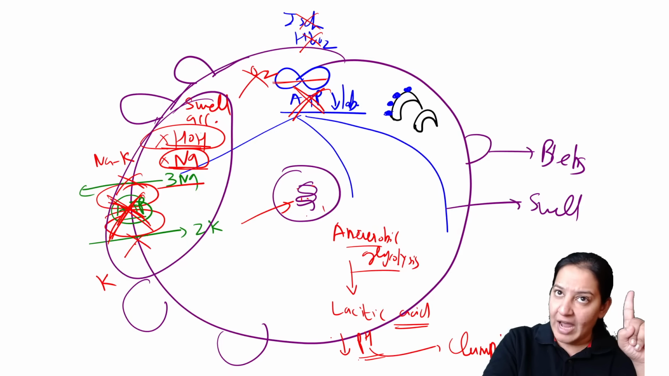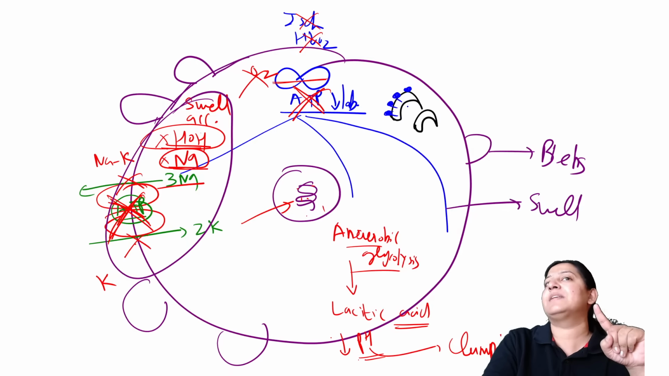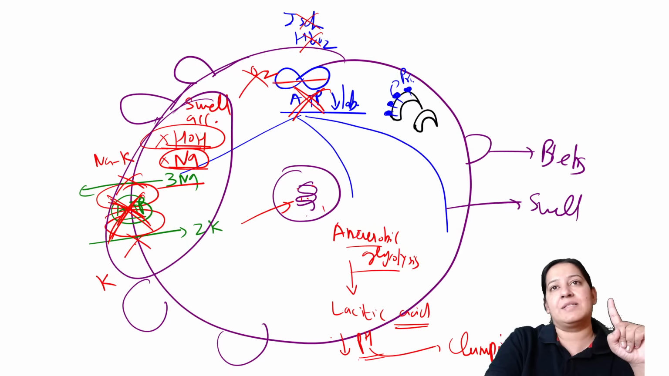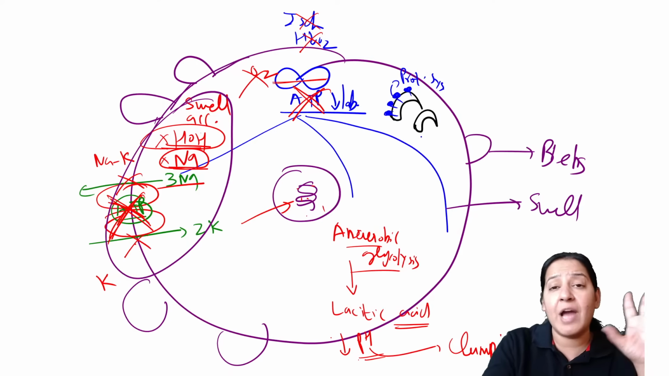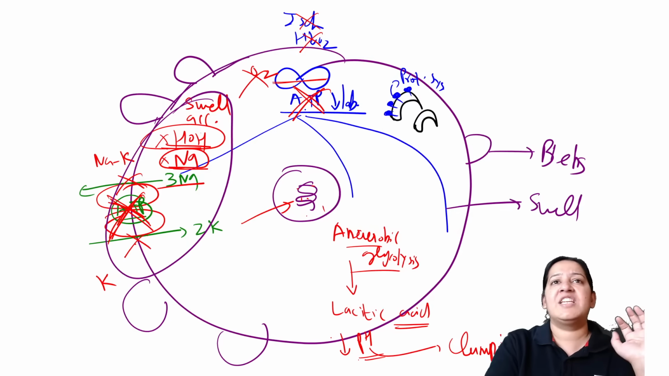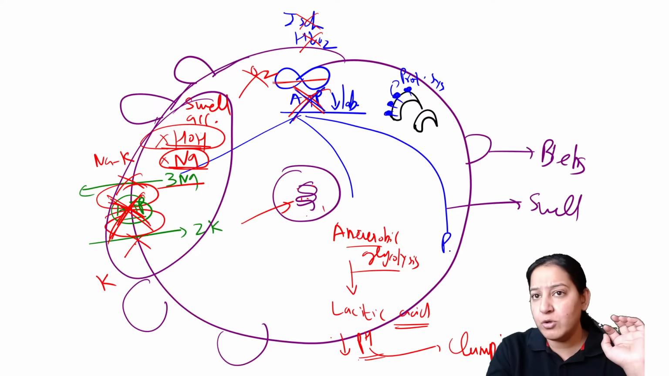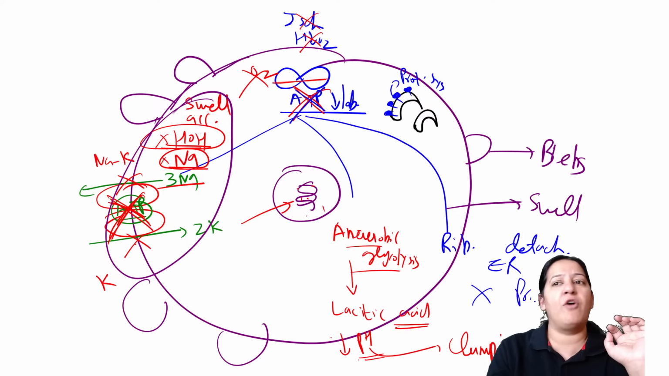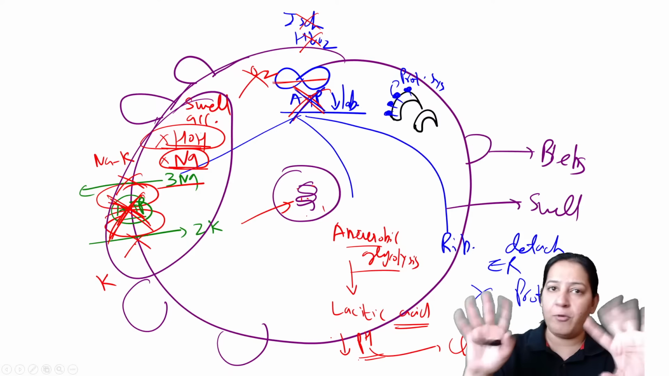For binding of ribosome with the endoplasmic reticulum, ATP is required. And inside the ribosome, protein synthesis takes place. We know protein synthesis takes place in the ribosome, 30S, 50S unit, right? So if ATP is absent, the ribosomes will detach from the endoplasmic reticulum. So no protein formation takes place. So the cell will be depleted of protein.